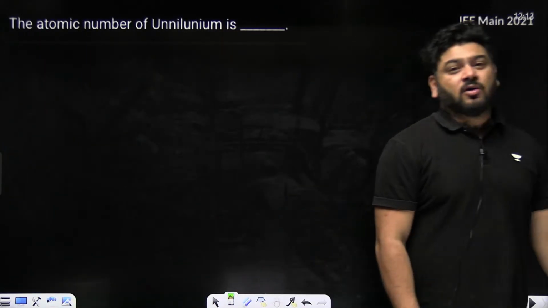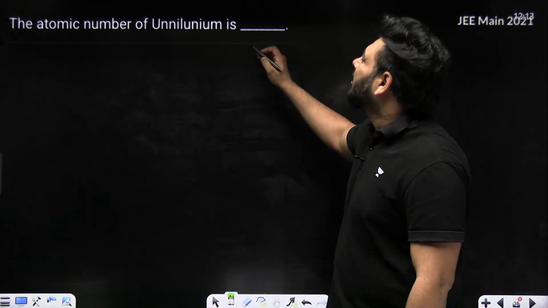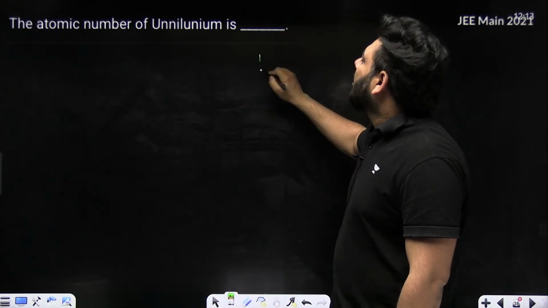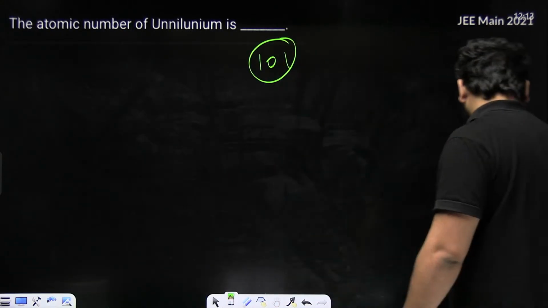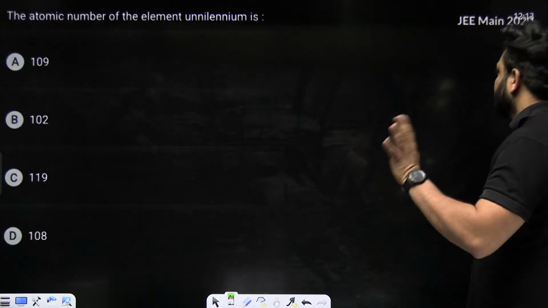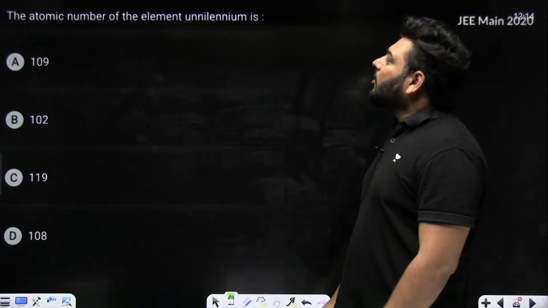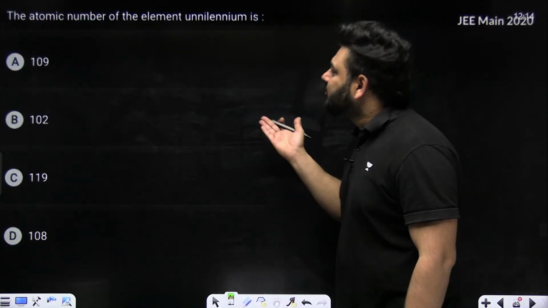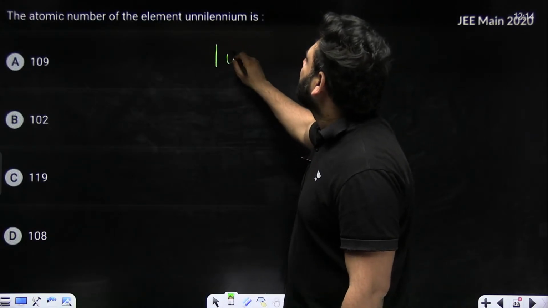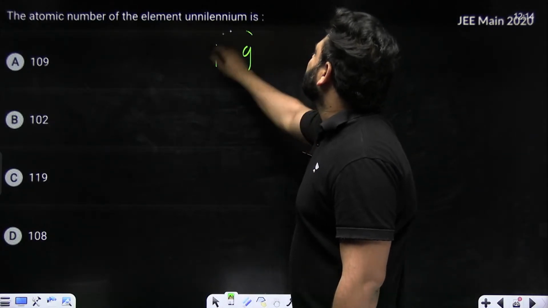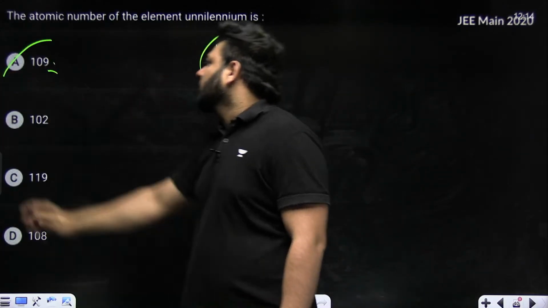The atomic number of unnilennium? 101. Total waste. The atomic number of element unnilennium. Oh my god, the same question. Unnilennium, N means 9. 109. 109.